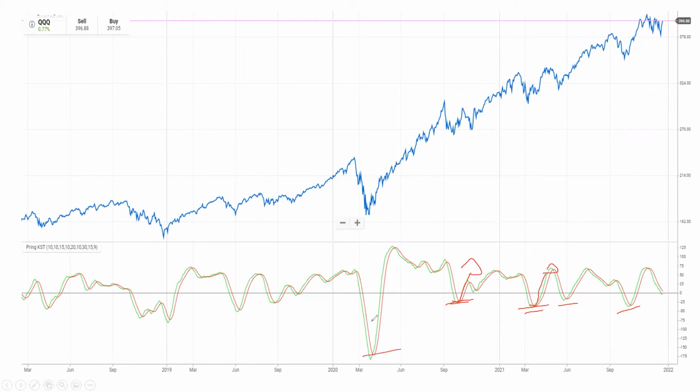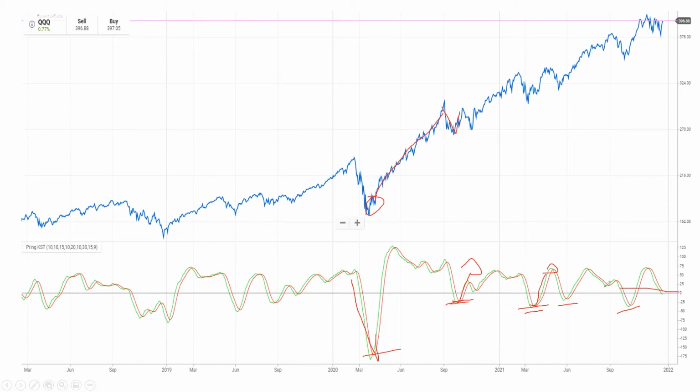Let's look back here. COVID-19 days. Down, down, down, down, down. No crossing, crossing right here, and then off to the races. And again, if you wanted a re-entry buy, crossing, going up to the races.